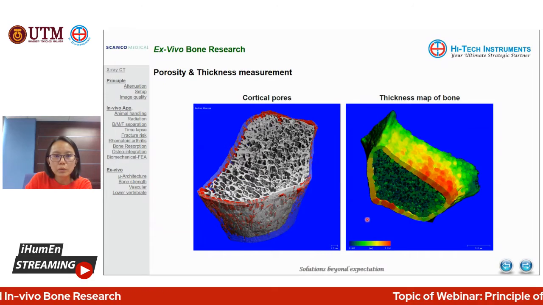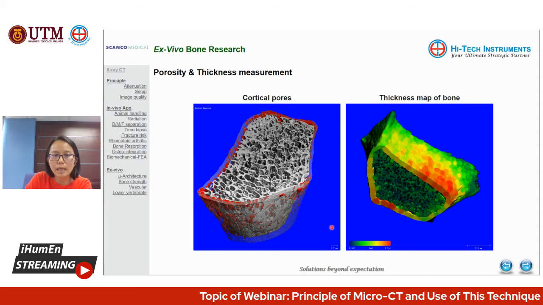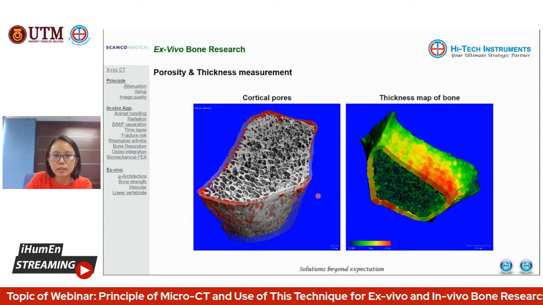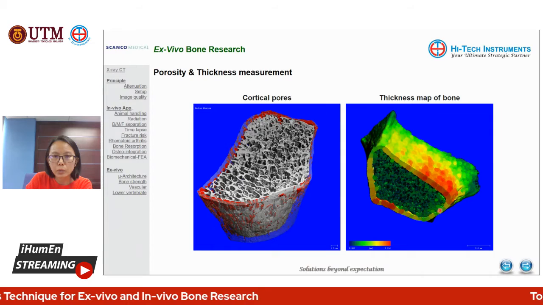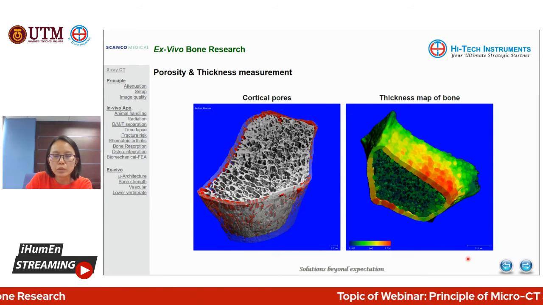Okay, so of course, similar to in vivo, we can do porosity and thickness measurements. You can see the red label here is representing the pores within the cortical layer. And here we are doing a thickness mapping of the whole bone, from the cortical and also the trabecular itself.